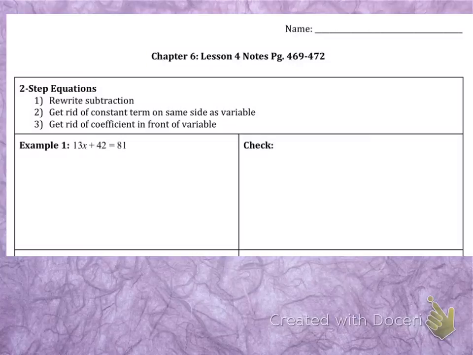Math 7 students, we're going to start with Chapter 6, Lesson 4 notes. This is found on pages 469 to 472 in your textbooks. Make sure that you have your template in front of you.